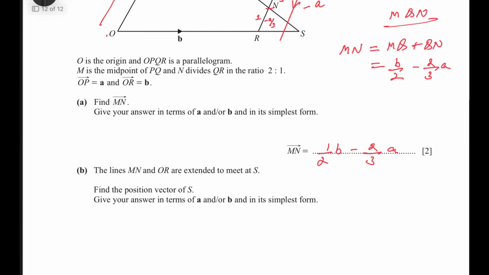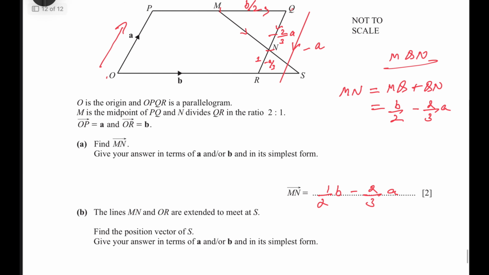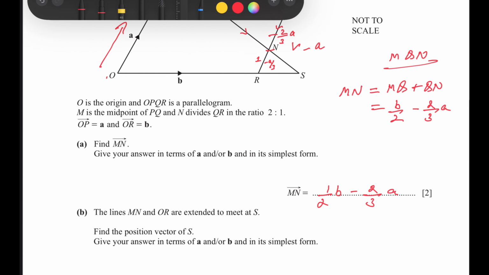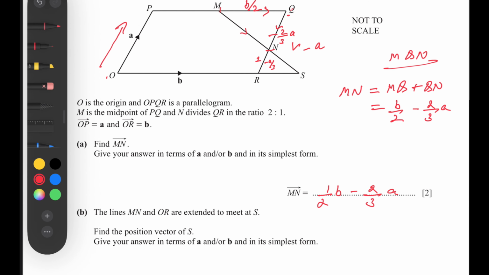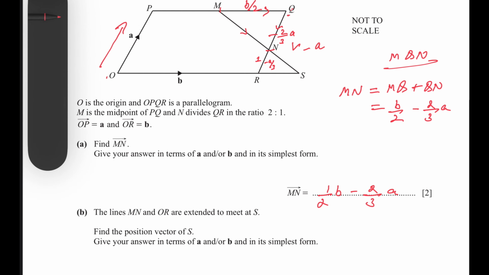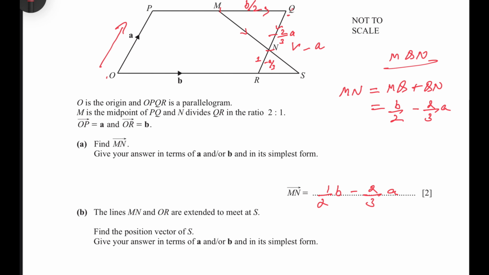Now the lines MN and OR are extended to meet at S. You can see that this MN is extended to this point and QR is extended to this point at S. Find the position vector of S. Give your answer in terms of A or B in the simplest form. The position vector means we have to find this OS. So OS is basically OR plus RS.